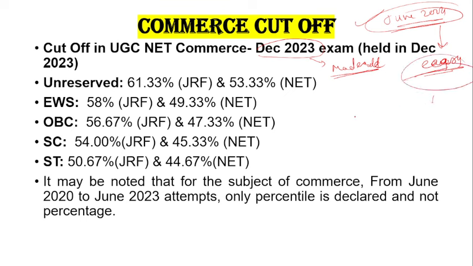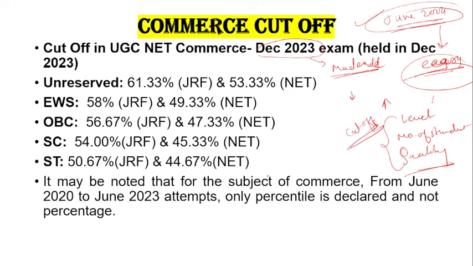So if our paper is easy, our cutoff rate is going to be high, and if our paper is moderate or harder, in that case the cutoff rate is going to be lower. It all depends on the level of the examination, the level of the paper. It also depends on the number of students who register, and it also depends on their quality. Okay, so these are the factors which affect the cutoff rate.